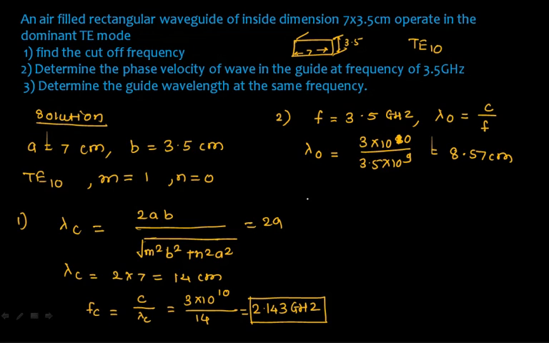Now if I want to calculate Vp, it is straightforward: C divided by the square root of 1 minus lambda 0 by lambda C, whole square. Okay? I know the velocity of light. I know lambda 0 because I have calculated it. I know lambda C. So putting all those values, I'll get 3 into 10 raised to, say, if you are putting it in centimeters, do it in centimeters. If you're doing it in meters, do it in meters only.